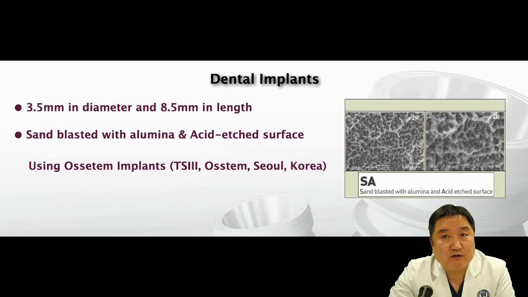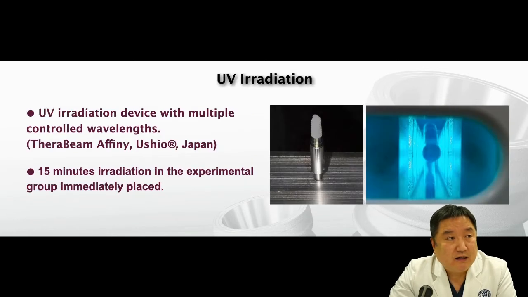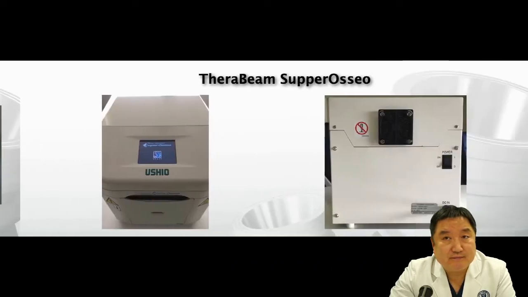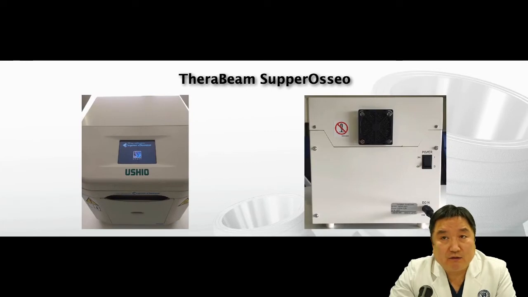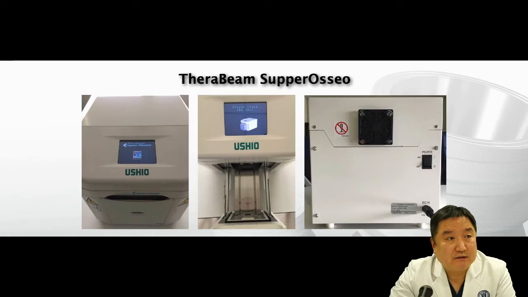Six male dogs were used and sandblasted acid-etched surface implants were used. And this is the machine that I showed you earlier. The name of the machine is TheraBeam Affinity, which was used for the UV light irradiation. A 15-minute irradiation was performed. And this shows what the machine looks like. And you have seen these short video clips, right?